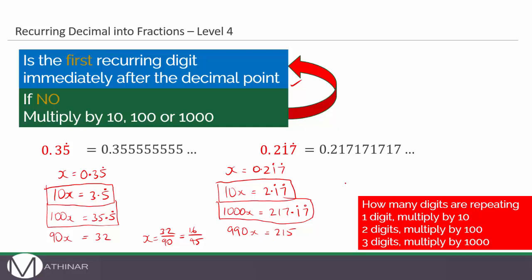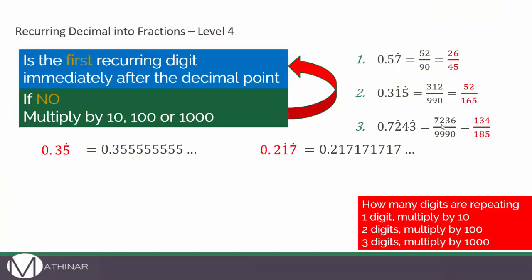So if we divide both sides by 990, we get x is equal to 215 over 990. And both sides can be divided by 5. This one will be 43, and this will be 198. And this can't be simplified any further, so that there would be your final answer. So why not have a go at these questions here? So have a go at number 1, number 2, number 3. Pause the video and press play when you are ready.